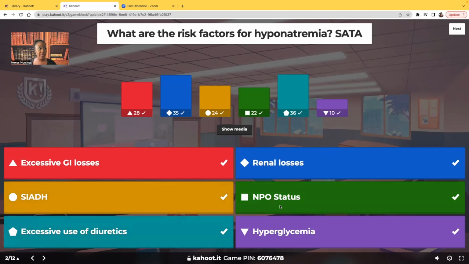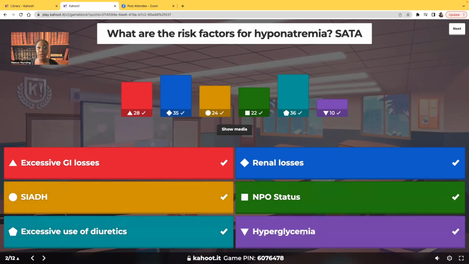NPO, it makes sense. Why does it make sense? Because if the patient's not eating anything, they're not going to be consuming any foods that have sodium in them, and that can cause them to be hyponatremic. Excessive use of diuretics. Well, I already explained that. If you're taking diuretics, you're urinating a lot, you're losing sodium in your urine.